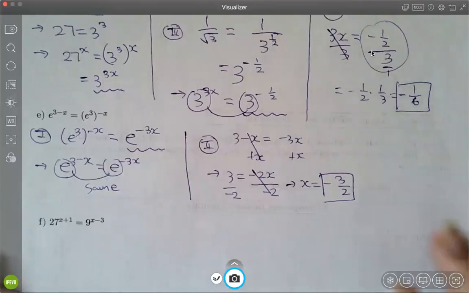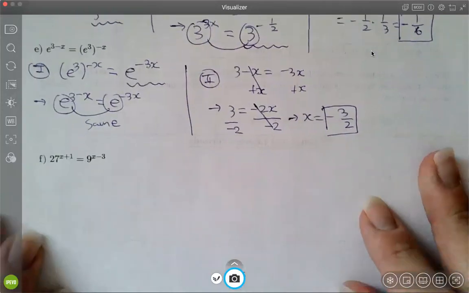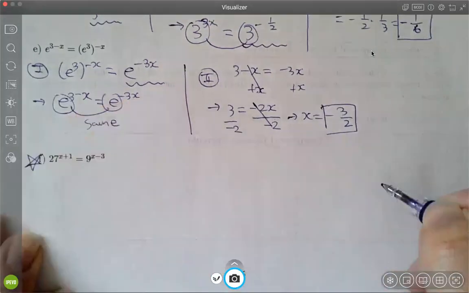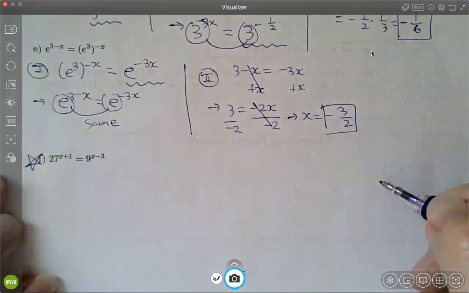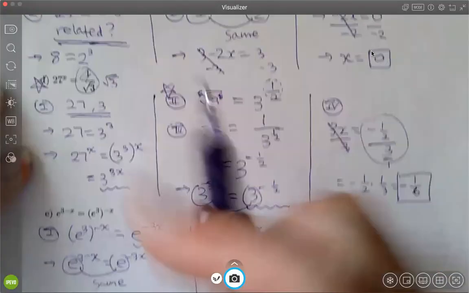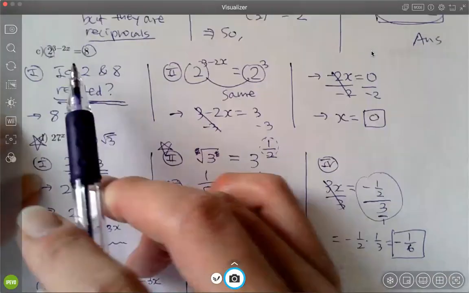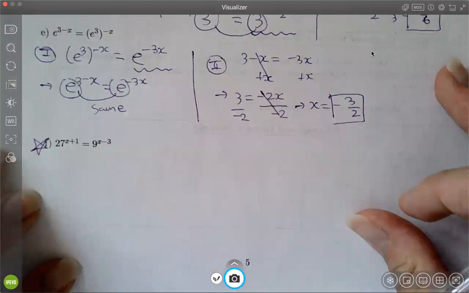And now F. Okay, so now here comes another somewhat tricky problem. 27 to the power x plus 1 is equal to 9 to the power x minus 3. Okay, so now what do you notice here? So far our exponents were pretty simple, either x or some kind of expression of x, and we didn't see multiple expressions of x. And now this time we have x plus 1 and x minus 3 as the two exponents.